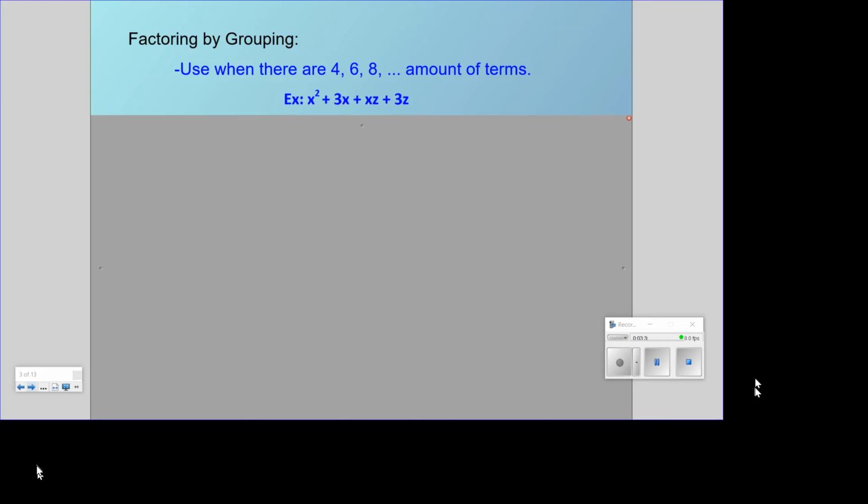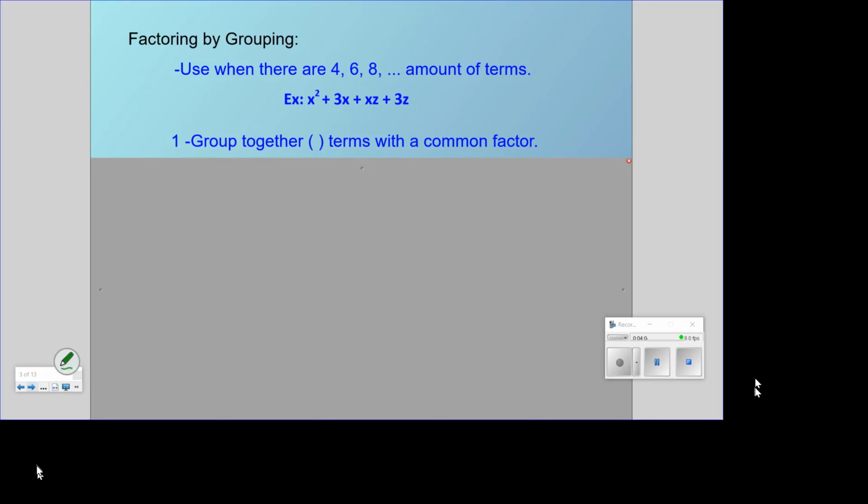For example, we have x squared plus 3x plus xz plus 3z. This is a polynomial that has at least 4 terms in it. And so we will be able to use the grouping method to factor. So step 1 is to start by grouping together terms with a common factor. What I hope you notice is that in this example, the 4 terms do not all share one common factor, right?